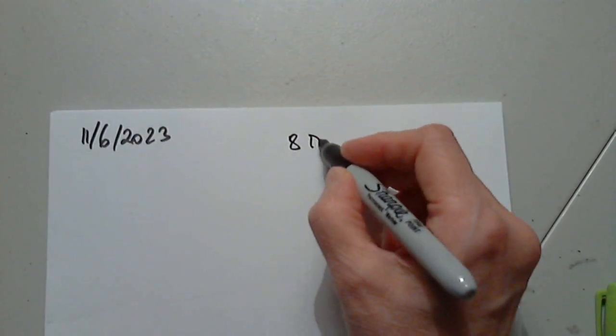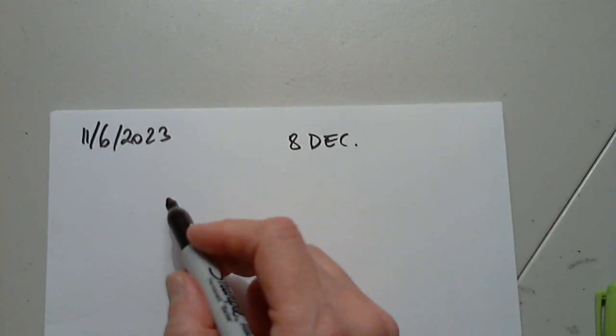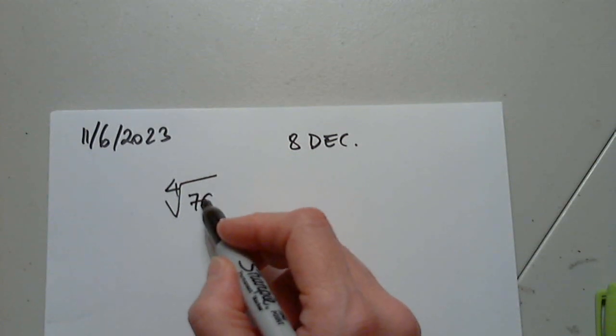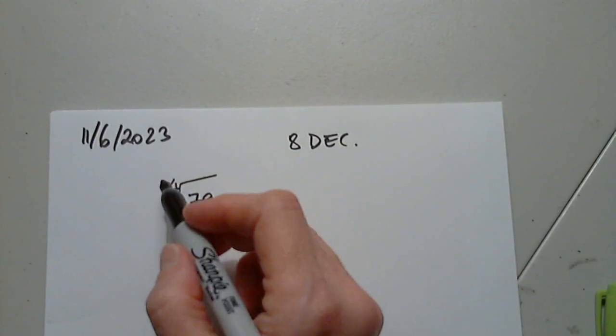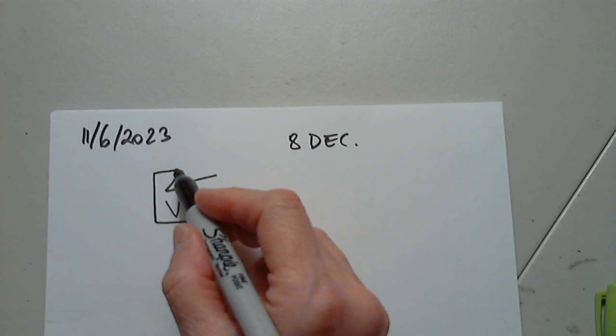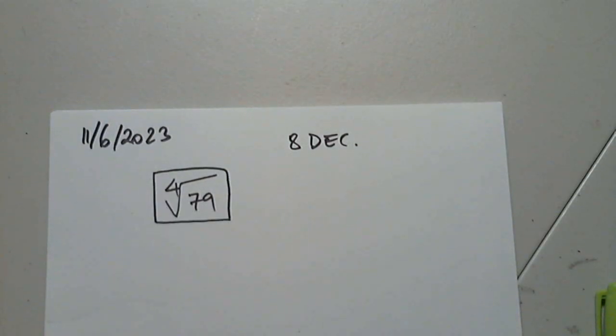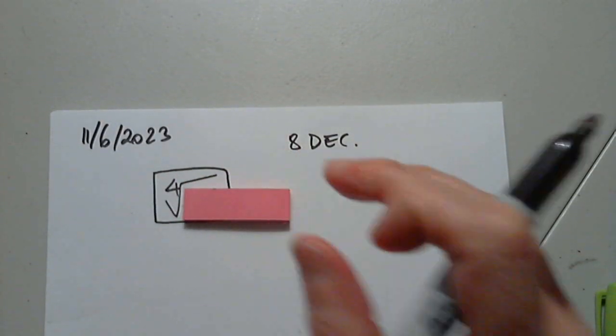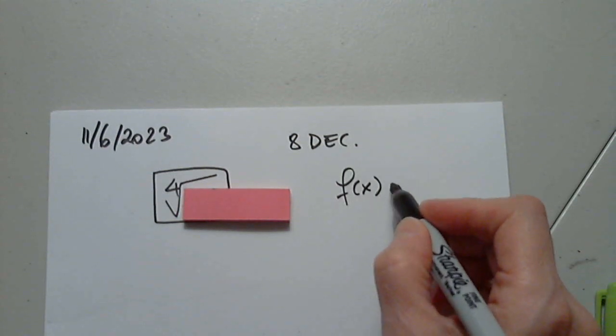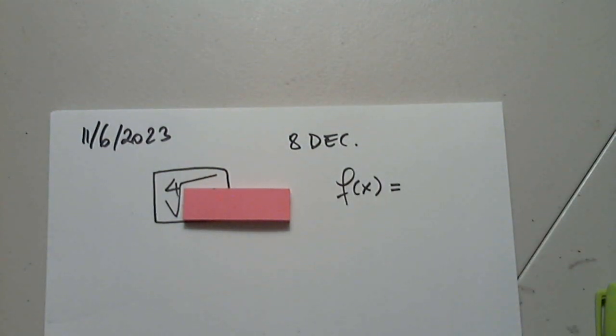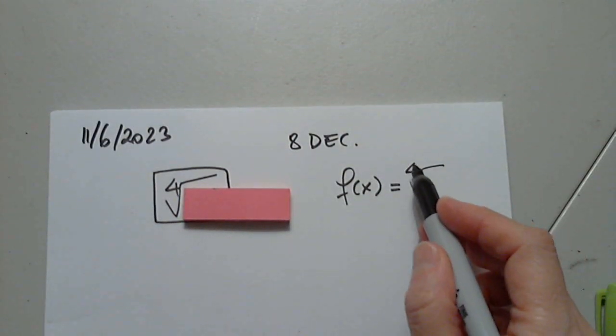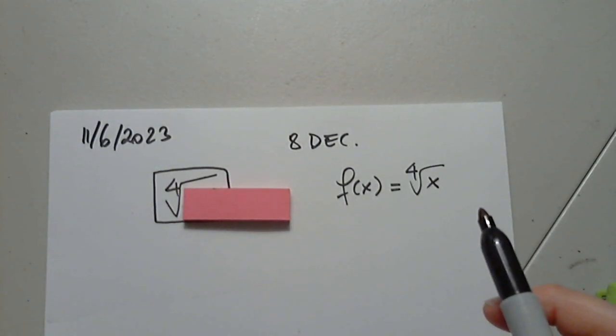Okay. Use Newton's method to approximate the given number to the correct 8 decimal places. The fourth root of 79. Perfect situation. Can anyone tell us which function we are looking at? The fourth root of x. Of course. We are looking at the fourth root of x.